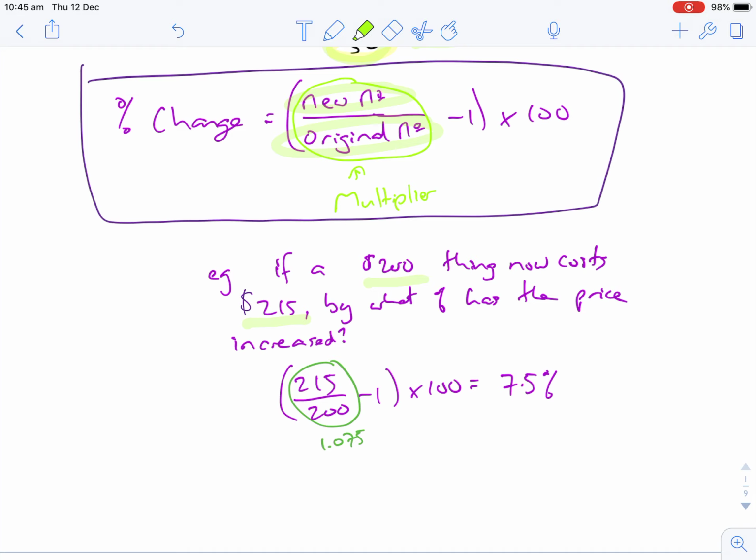If I do just that, so you can see here I've circled this equation, that fraction there, that in itself is a multiplier. So if you're happy interpreting multipliers, then you can just do that and then interpret your multiplier. If you don't like interpreting multipliers, then you're going to subtract 1. Keep all of that in a bracket so you don't get a BIMDAS error, and then times your answer by 100, and that will give you the actual answer as a percentage.